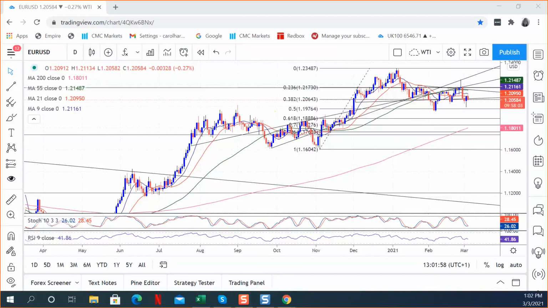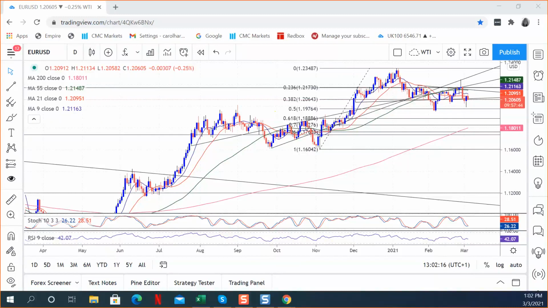But I've started off with the euro-dollar chart because I would assume that everybody looks at the euro-dollar. Am I correct? Perfect.